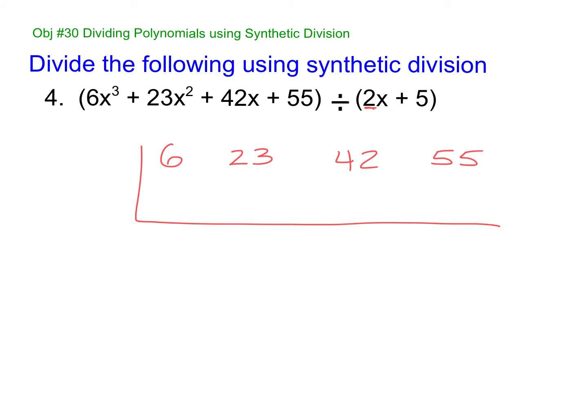Instead, we're not going to do negative 5. Basically, what we're going to think about is if I set this equal to 0, what do I get? Solve for x. 2x equals negative 5. Divide by 2. So negative 5 over 2, that's my outside number.